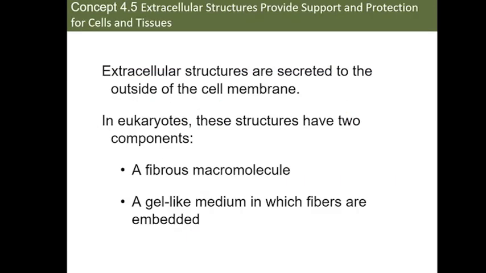So extracellular structures are secreted to the outside of the cell membrane. In eukaryotes, these structures have two components, a fibrous macromolecule and a gel-like medium in which fibers are embedded.